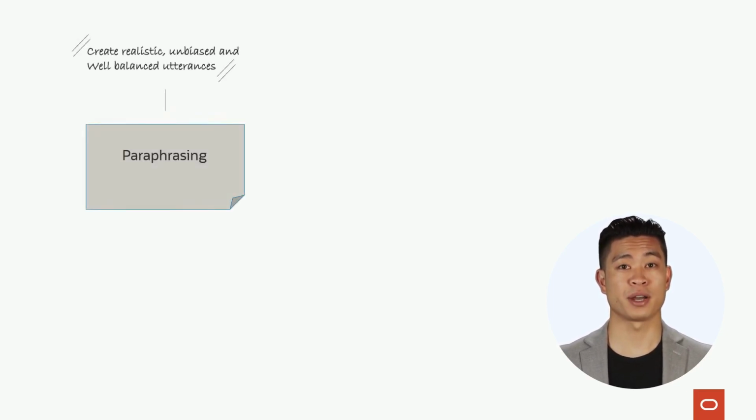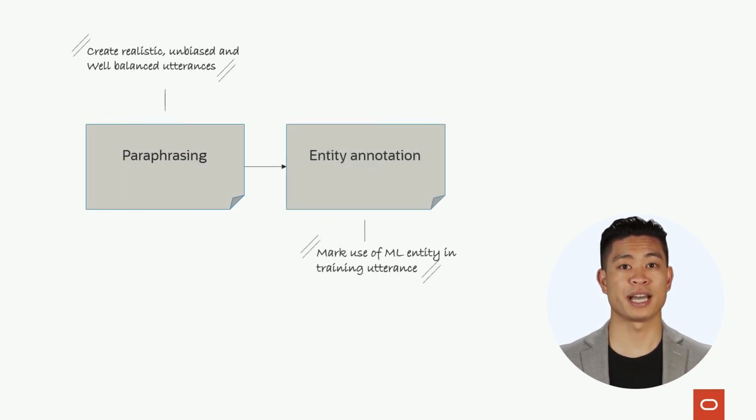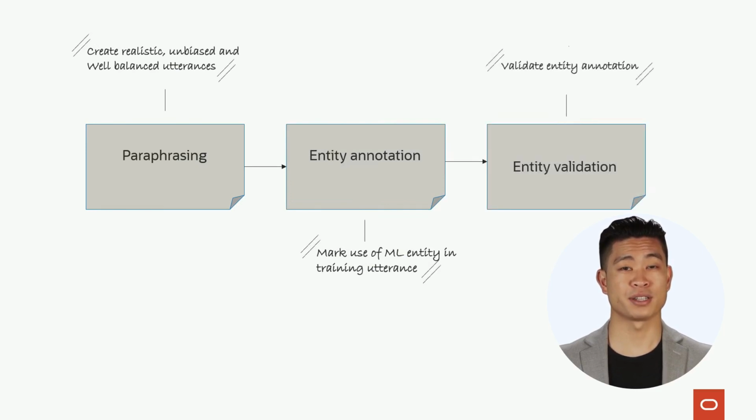Then we need to gather that data in the form of utterances. There are many approaches to this, but that is the topic for another video. For now, suffice it to say that we need to gather paraphrased utterances. We need to annotate where in them the entity is present, and then validate that annotation. Once that is done, we have a working ML entity capable of extracting unknown data.